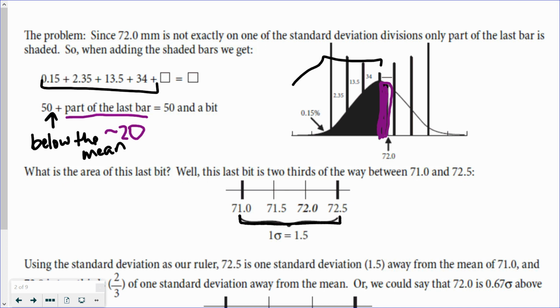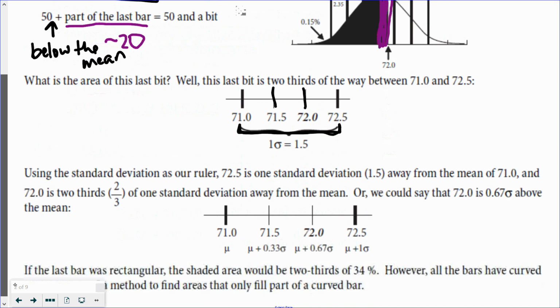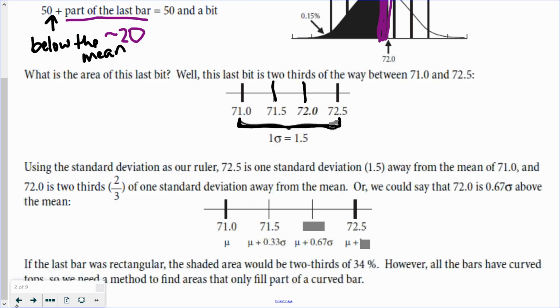So this represents one standard deviation being equal to 1.5 millimeters. So if we divided it into thirds, that 72 is at 2/3 of the way. I guess we've kind of talked about all of this already. So this is our mean, so either as mu or x bar. This is our mean plus one standard deviation. And this is our mean plus a third. So 0.33 is a third. This is our mean plus 2/3 of a standard deviation.